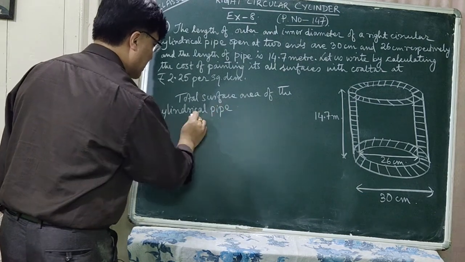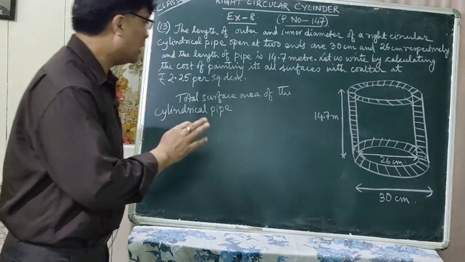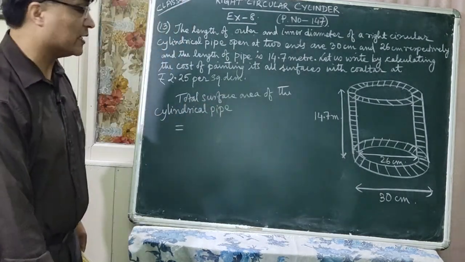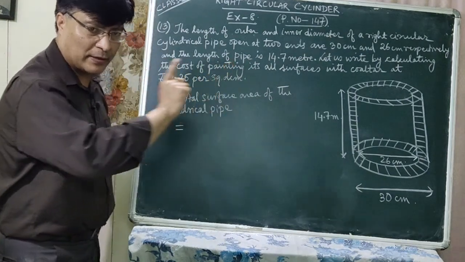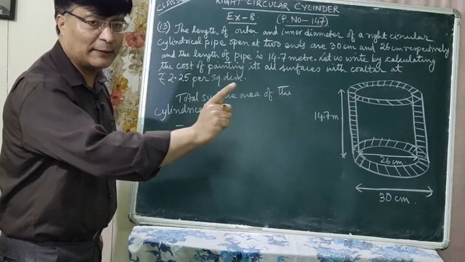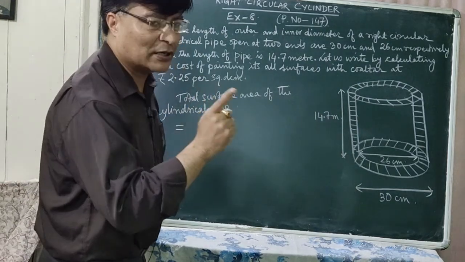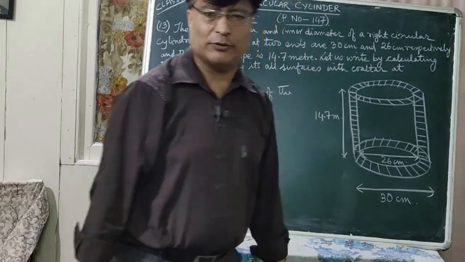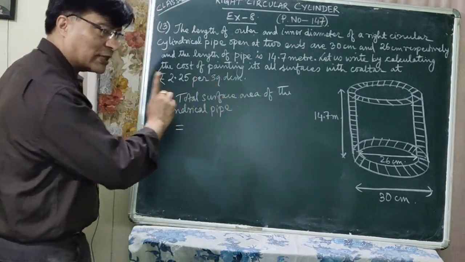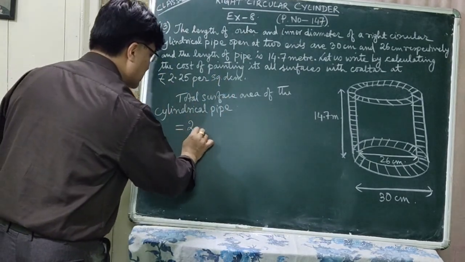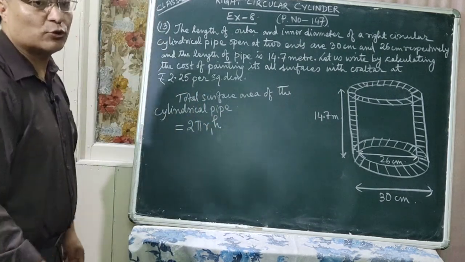Total surface area of the cylindrical pipe is equal to... So how can you find out the total surface area of the cylindrical pipe? The outside is also painted, so we need the outer radius. What is its outer curved surface area? It is 2 pi r1 h.